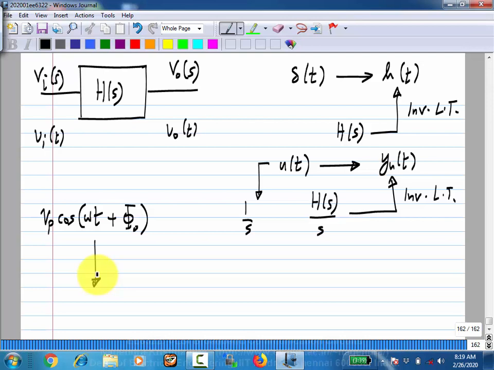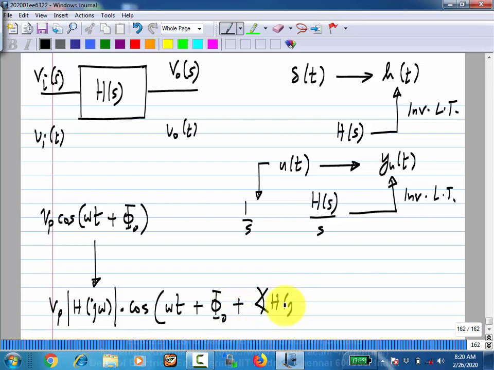Vp times the magnitude of H at omega. What should be the argument here? J omega. Okay, times cos omega t plus phi naught plus the angle of the transfer function at the same frequency. Is this the output to this? This is a steady state output. There will be a transient component also.